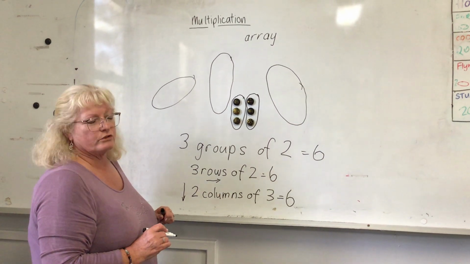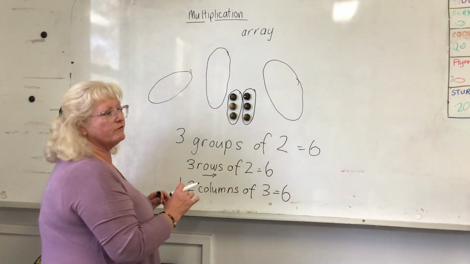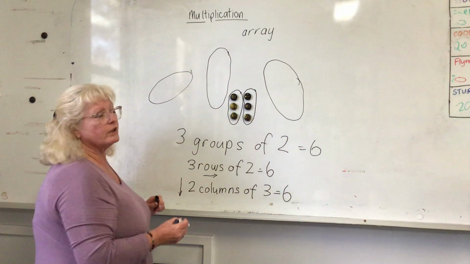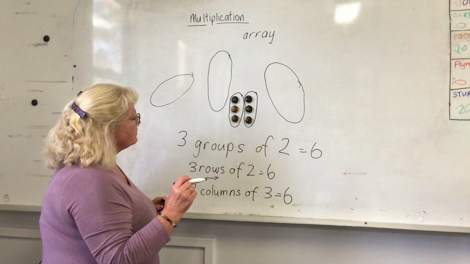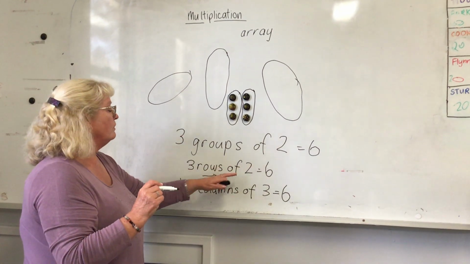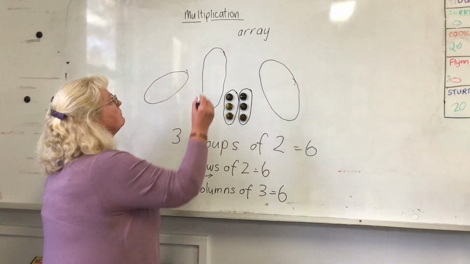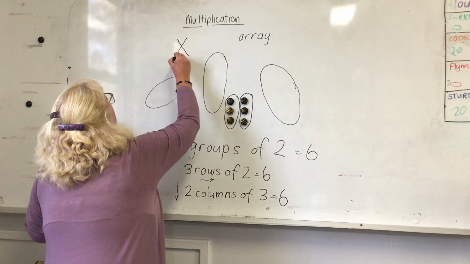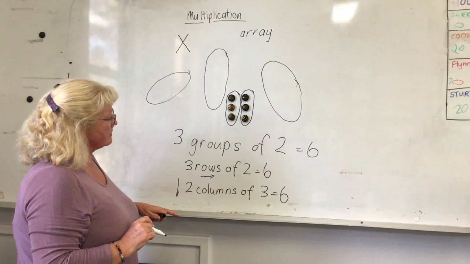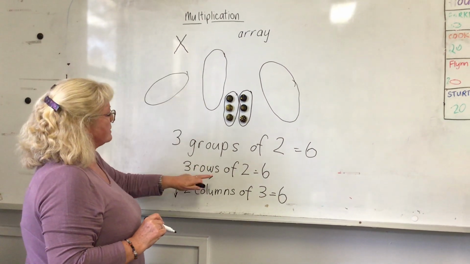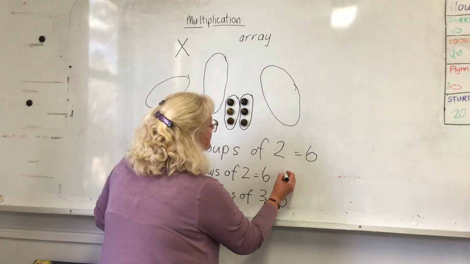Now the last thing that I wanted to show you this morning is a way of writing this information down without having to use all these words. And I can use a mathematical symbol. And the symbol that we use, instead of rows of, or columns of, or even groups of, is this symbol. And it's the multiplication symbol. So I can now rewrite these and use that symbol instead of rows of or columns of. So it's going to look like this.